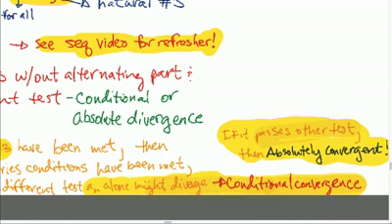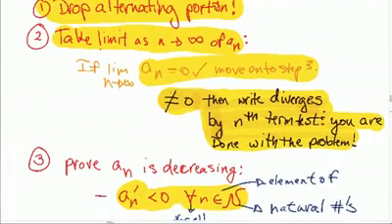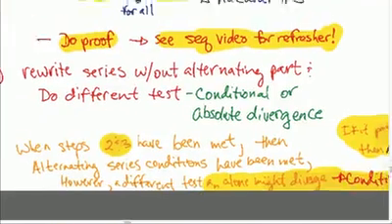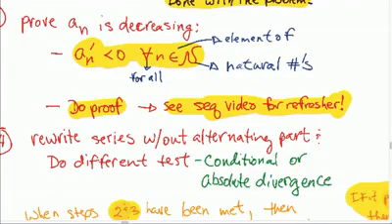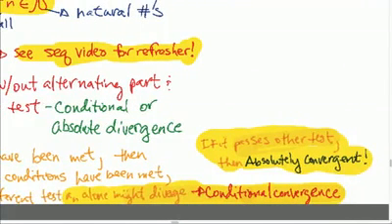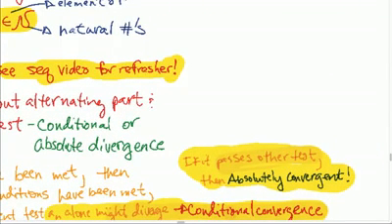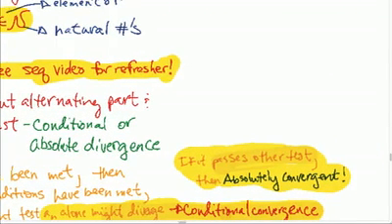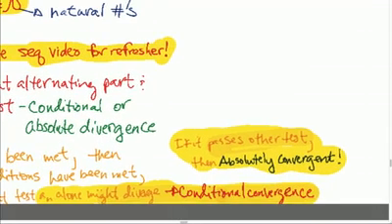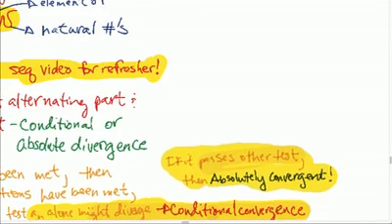Okay, so again, recap real quick. What are we going to do? Drop the alternating part, take the limit. If it equals 0, we're good. If it's decreasing, we're good. Do a different test using a completely different test besides alternating series test. If that converges, then it's absolutely convergent. If it doesn't, it's conditionally convergent.